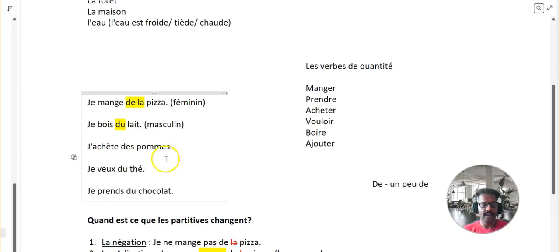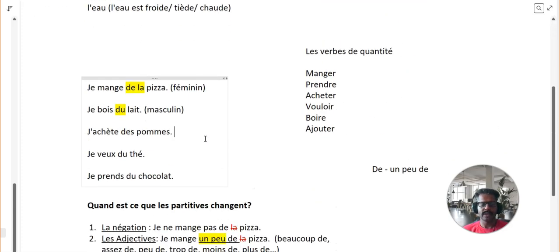Next comes the plural. For the plural, we use the contraction de plus les, it becomes des: j'achète des pommes, that is plural. So those were some examples of how you use partitives.